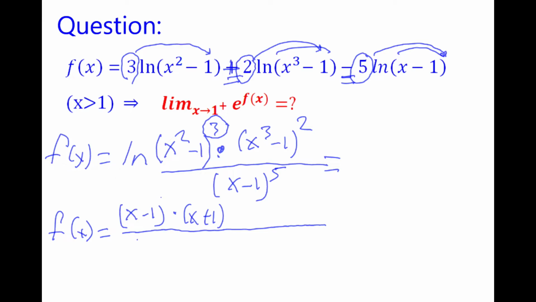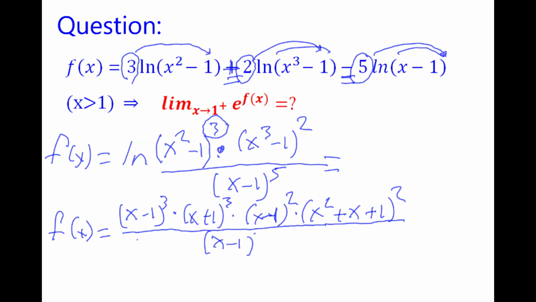So we're going to write 3 here also and 3 here, times, again we're going to factor x cubed minus 1 as x minus 1 times x squared plus x times 1, which is x plus 1. And again, that 2 is going to come as a power to those two terms as well. This is x minus 1. And in the denominator, we can keep x minus 1 to the power of 5 as it is.